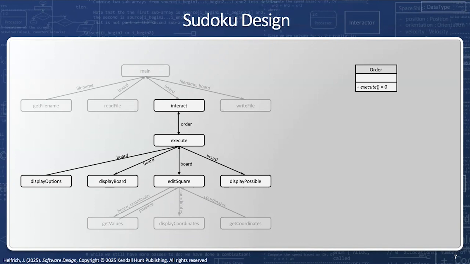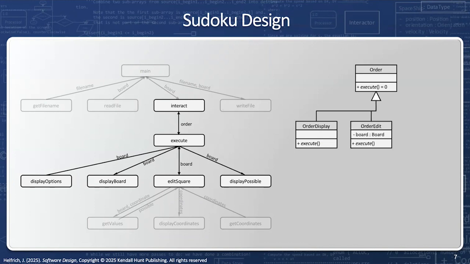So now we're going to have an order class, and that class will have a single method called execute, and it's going to be a pure virtual function. Therefore, this is an abstract class. And then we're going to have a derived class called order display. And display doesn't actually need to have any context because I'm just going to display the options. Order edit will have to have the board, so that's going to be the context in it. And then order possible moves is going to also have the board as an attribute. And now my order will be fully fledged, has all the information necessary to execute it. So now the execute method becomes much simpler.